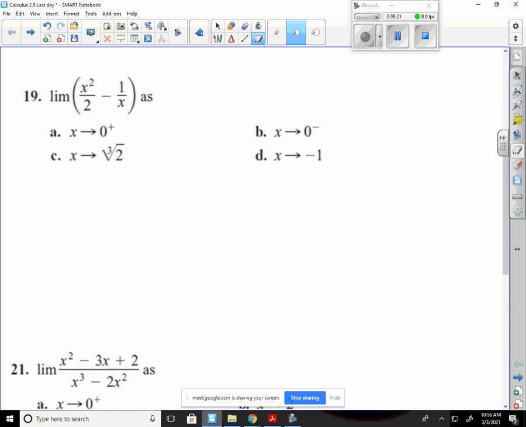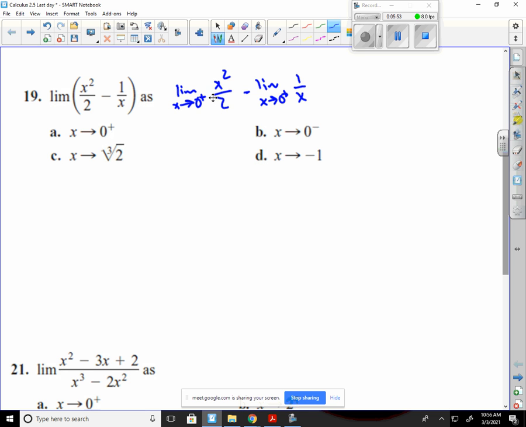19, we're going to look at it. It's kind of the same way. As x approaches 0, if I look at this, now I have two parts to this, so I'm going to break this up into two separate limits. Limit as x approaches 0 from the right, just so I can see it better. I don't have to do this. Minus the limit as x approaches 0 from the right of 1 over x.